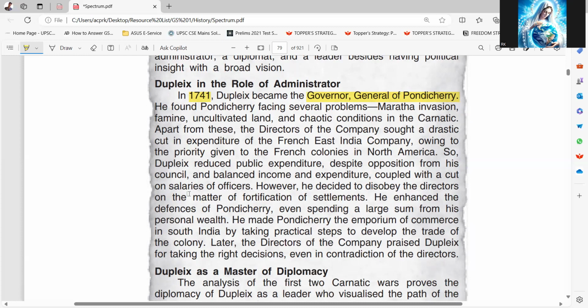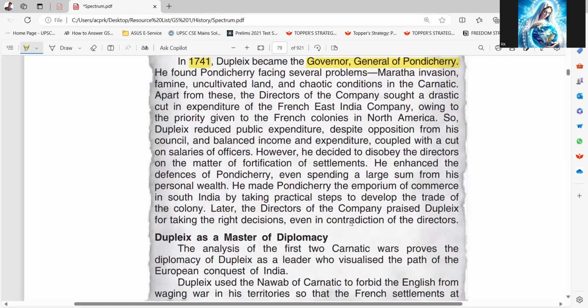He enhanced the defenses of Pondicherry, even spending a large sum from his personal wealth. He made Pondicherry the emporium of commerce in South India by taking practical steps to develop the trade of the colony. Later, the directors of the company praised Dupleix for taking the right decisions even in contradiction of the directors.